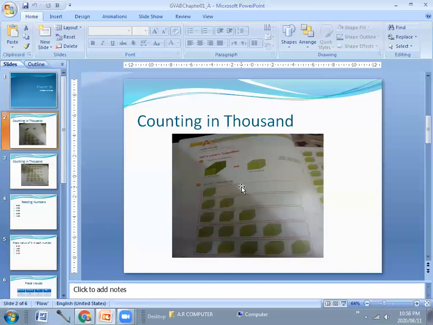In the same way, you can tell this cube represents 1,000. These two cubes represent 2,000. These three cubes represent 3,000. These four cubes represent 4,000. These five cubes represent 5,000.